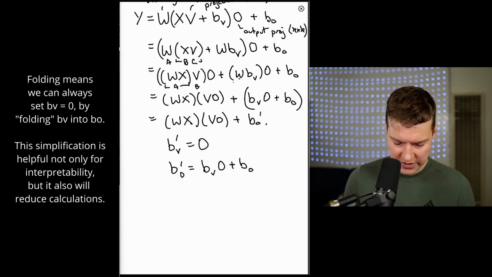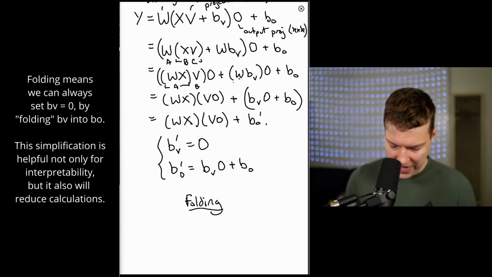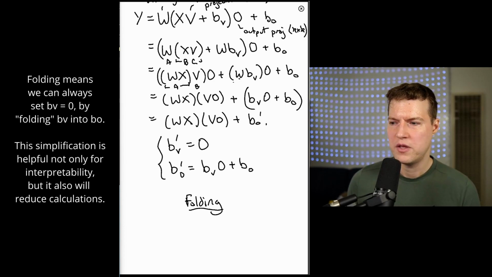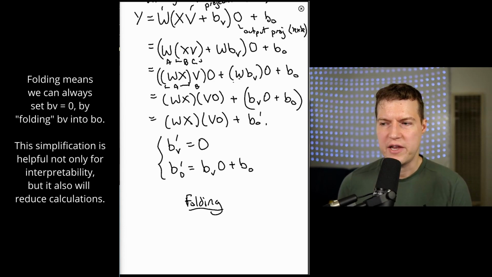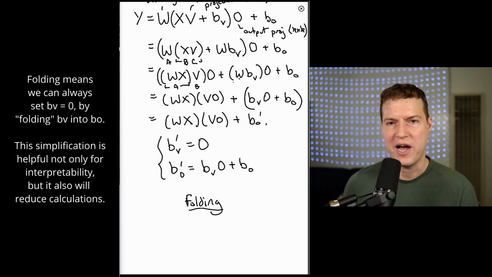So this is actually a transform. This is called folding, and you can do it with any LLM that follows this math, which is most of them. We're folding the value biases into the output biases, and it all works.